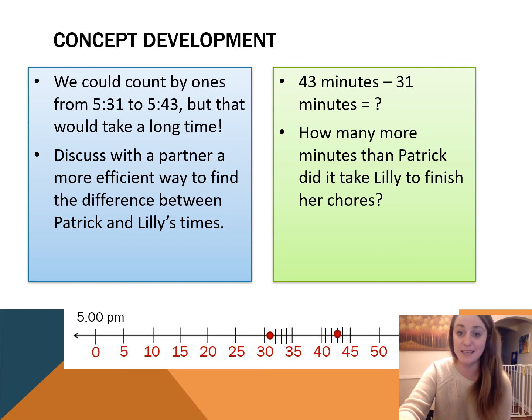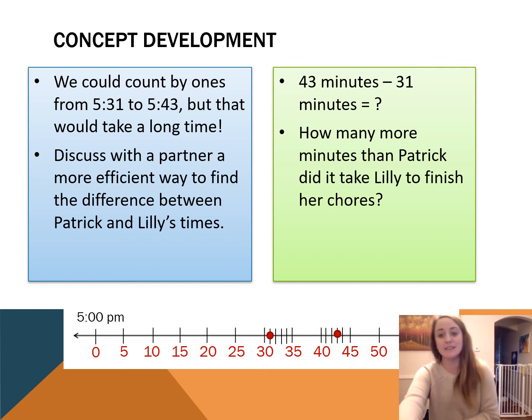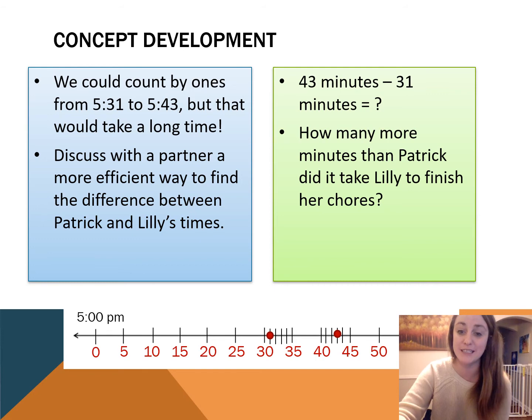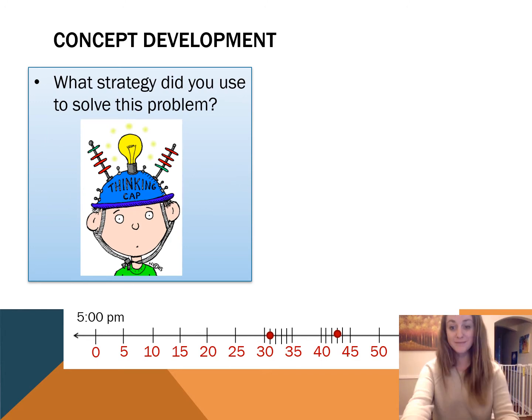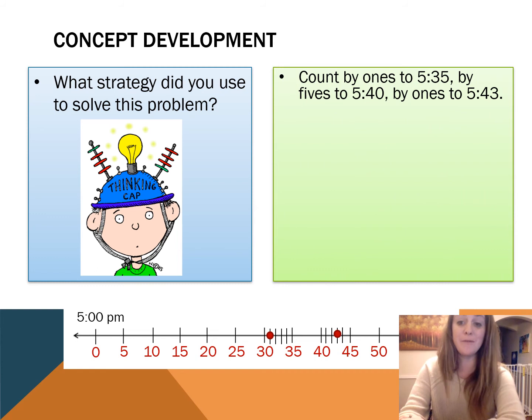How many more minutes than Patrick did it take Lily to finish her chores? It would be 12 minutes more. Now, what strategy did we use to solve this problem? We counted by ones to 5:35, by fives to 5:40, and by ones to 5:43.